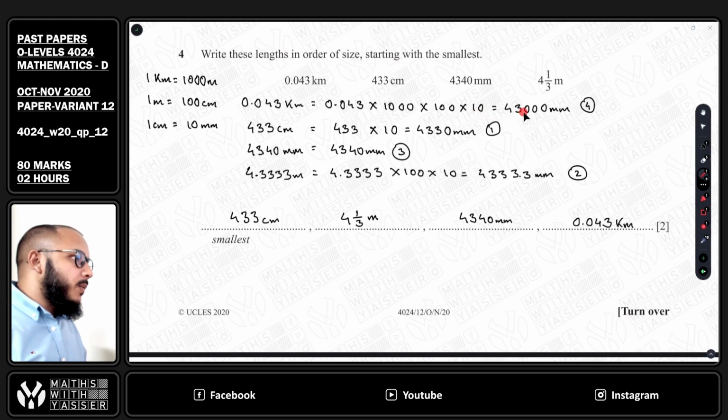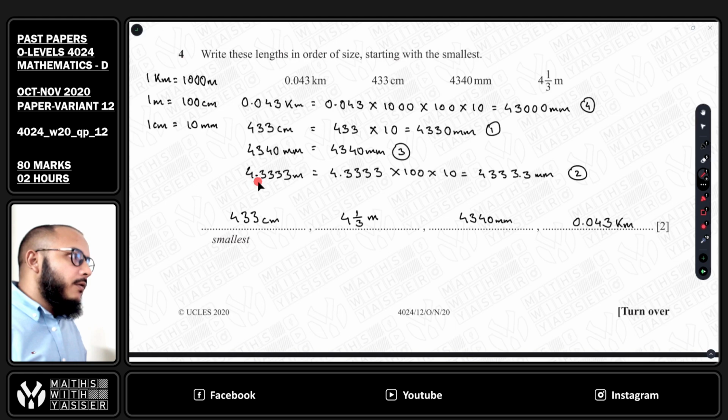The resulting answer would be 43000 millimeters. 433 centimeter. To convert this to millimeters, I simply need to multiply with 10. So that will give me 4330 millimeters. And 4340 millimeters is already in millimeters, so we don't have to do anything with that.